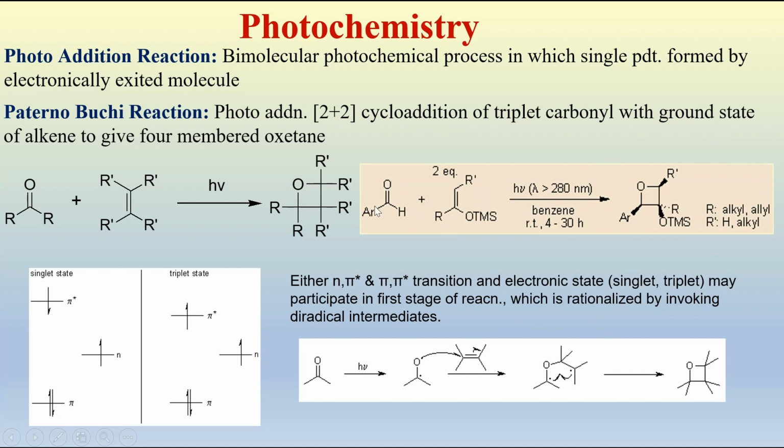Two molecules containing pi electrons have combined together to give a cyclic product, oxetane. They have got added up to each other and give the cyclic product. That's why it is cycloaddition. The two pi electrons of one molecule and the two pi electrons of the other molecule have combined. That's why it is called 2 plus 2 cycloaddition reaction.